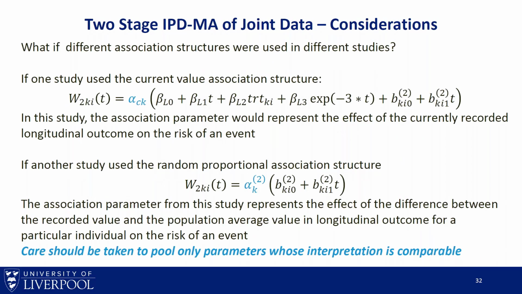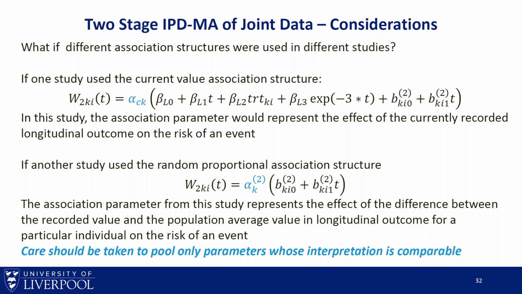There are many considerations with two-stage individual participant data meta-analyses of joint data. And these considerations link in a way to the aggregate data meta-analyses that we talked about before, especially this first example. So what happens if different types of association structures are used across the studies included in your meta-analysis? Consider if you had one study that employed a current value association structure. So you've shared the entire longitudinal trajectory, apart from the error term, into the time to event submodel. And then consider a second study that shares only the random effect. So that second study has used a random proportional association structure.